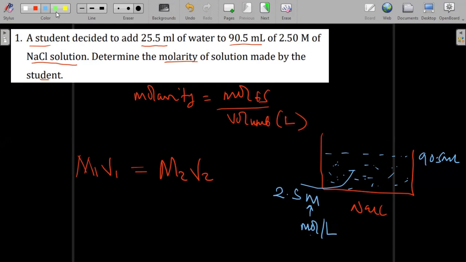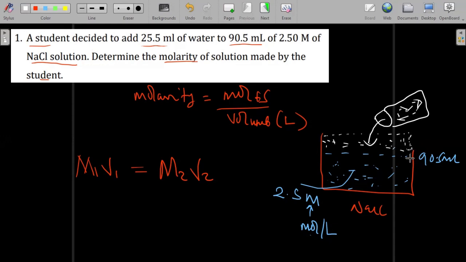What is happening is that they are now adding 25.5 mL of water. So let me draw something like a bottle here, and let's say this bottle contains water, and they are adding this water. What will happen when they add that water? This 25.5 milliliters is going to increase the volume of the solution that is already there, so maybe the solution increased to that level there.